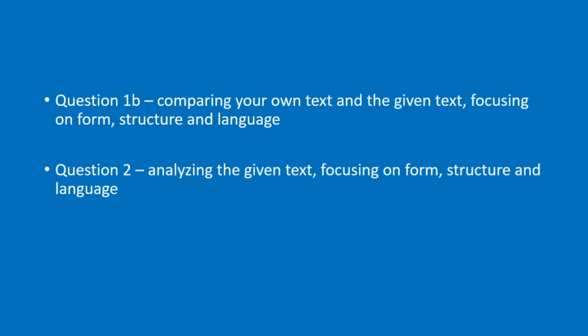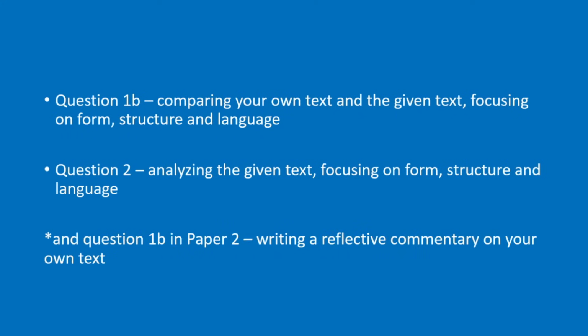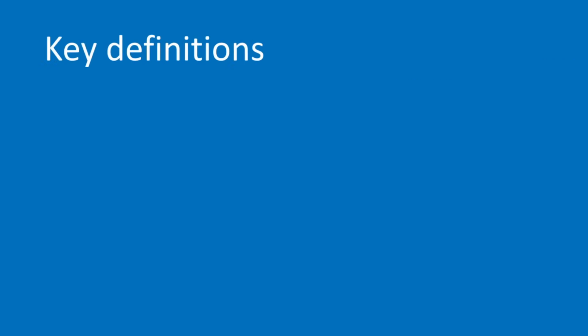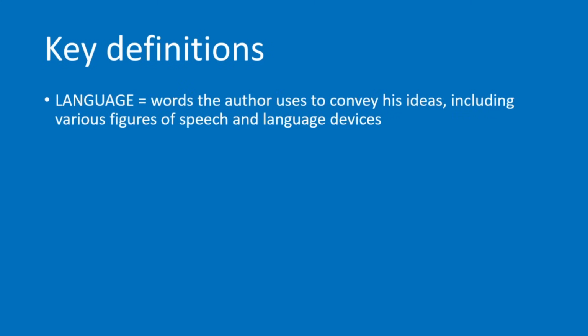The first thing you need to know in order to develop these skills is what language, form, and structure refer to. Just like you, I really hate complex and complicated definitions that you might find in textbooks, so let's keep this simple. Language simply refers to what words the author chooses to use to tell you his ideas. This can include word choice and different figures of speech and language devices.